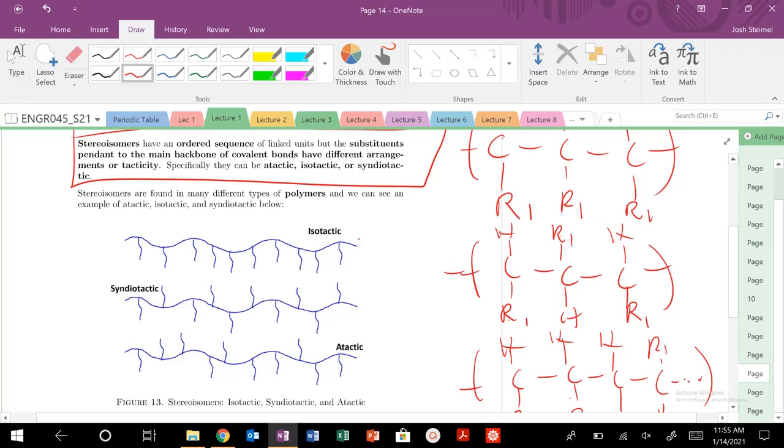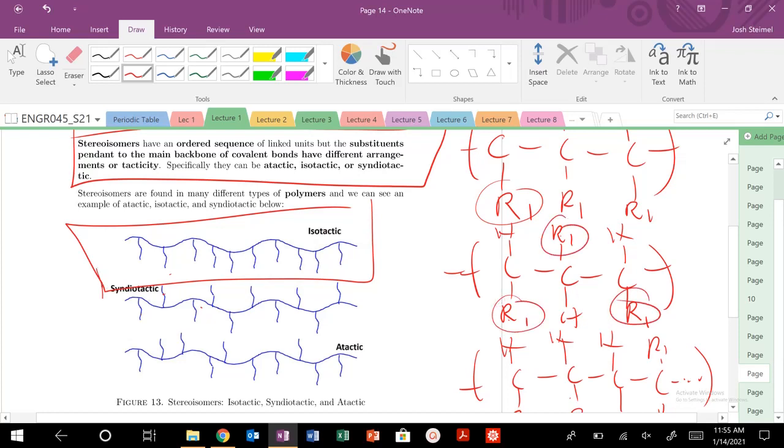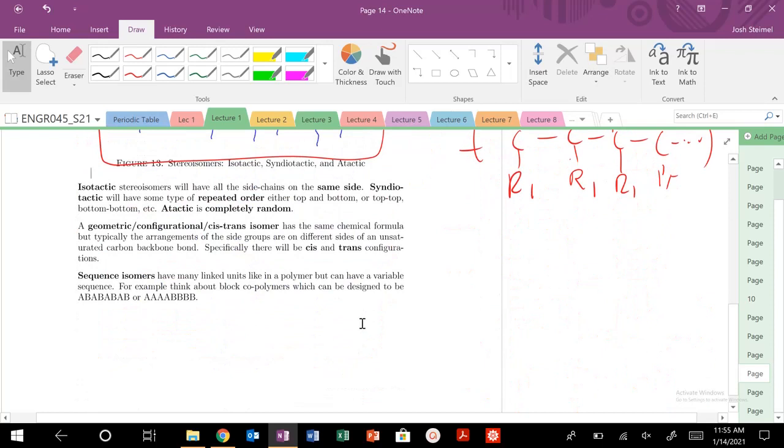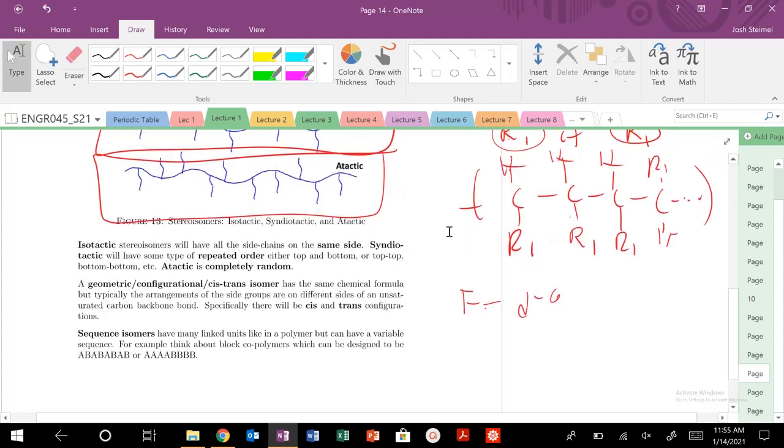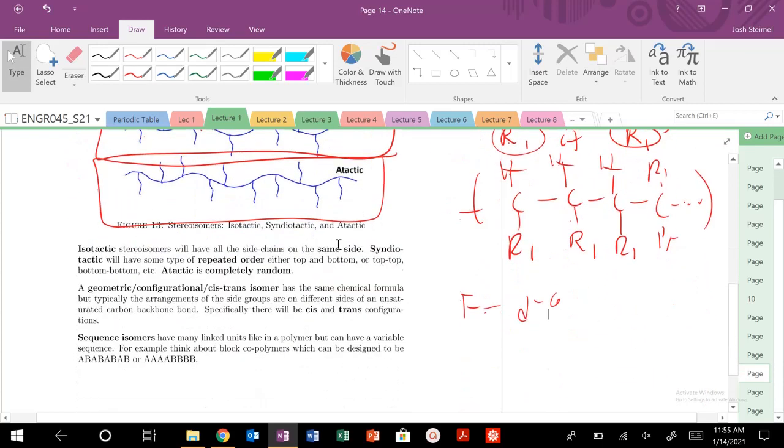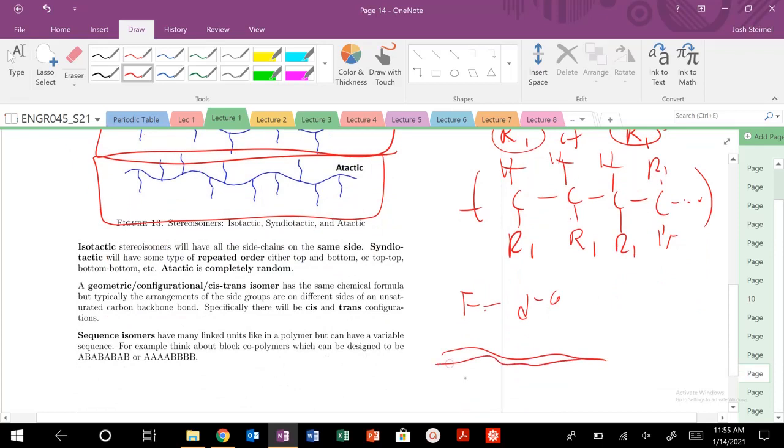If these pendant groups are all arranged on one side, this is going to be an isotactic material. If there's some periodicity or sequence to the location of these pendant groups, it is syndiotactic. And if they're completely random, like we see here, that is going to be an atactic isomer. We talked previously, especially for polymers, about how polymers depend on van der Waals interactions, which are very weak, and the force decays as r to the minus 6. So when you look at these polymers and this tacticity, we want to be able to stack polymers close together.